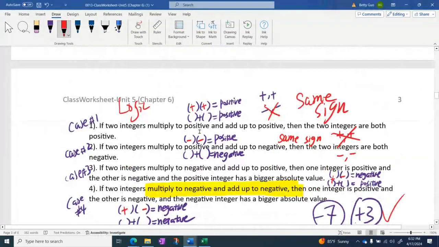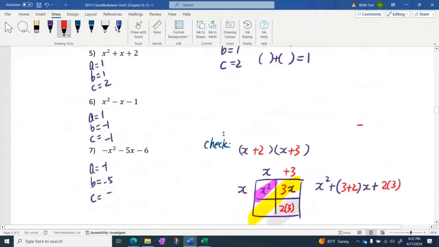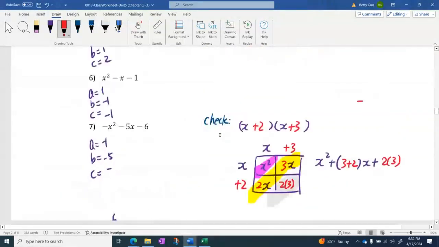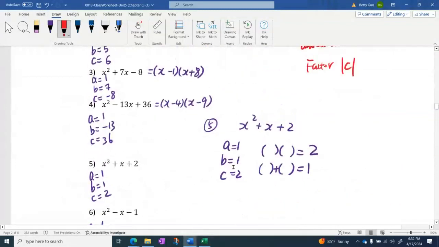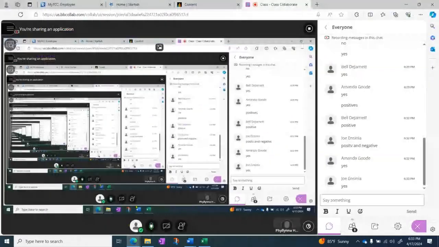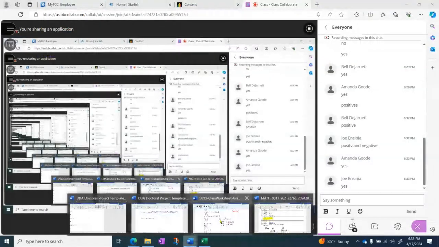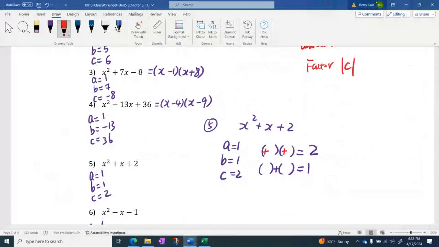If two integers multiply to positive and add up to positive, then the two integers must be both positive. Okay? They cannot be one positive, one negative. Otherwise, their multiplication would not be positive. Do you agree, Joe? The two integers must be both positive. Yes, they have to be both positive. No doubt on that.